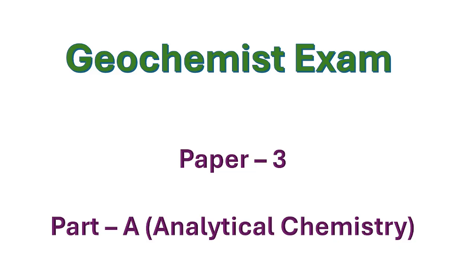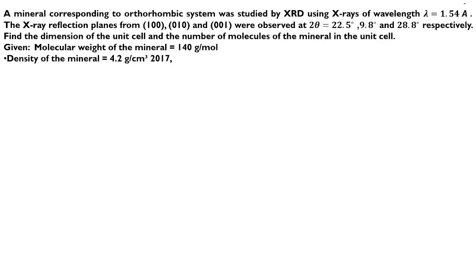So in the series of solving analytical chemistry numericals for the Geochemist examination, I came up with a new numerical question that came in the 2017 paper, and this question is of 10 marks. The question is as follows: a mineral corresponding to the orthorhombic system. So for the orthorhombic system, a is not equal to b is not equal to c, but alpha equals beta equals gamma equals 90 degrees.